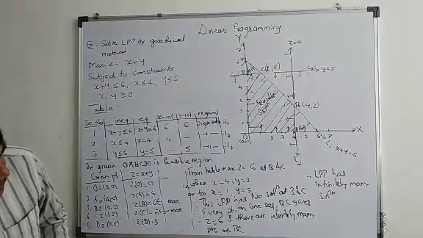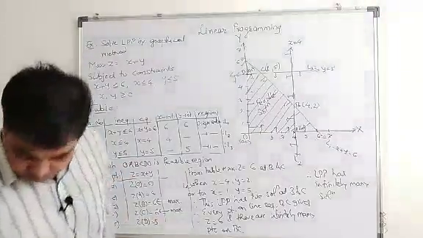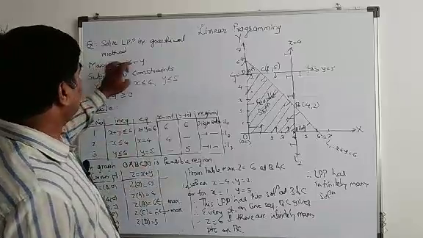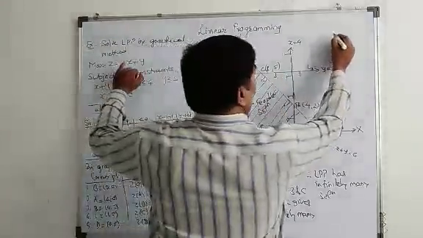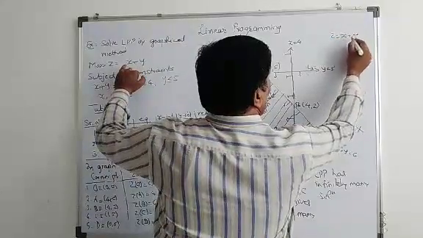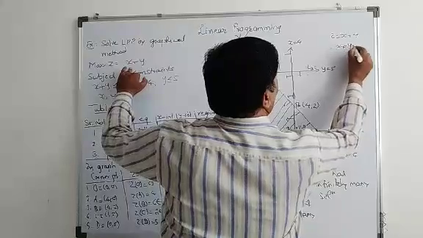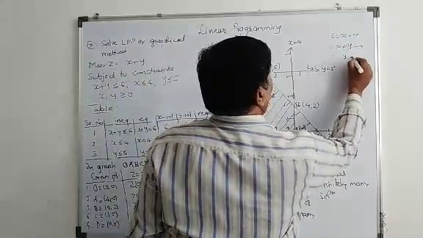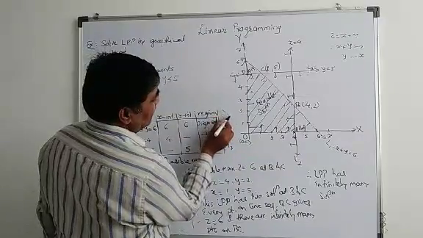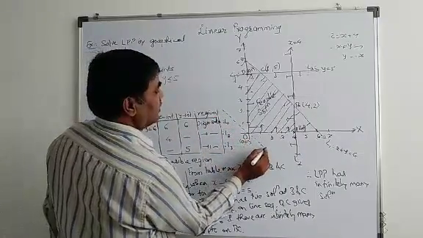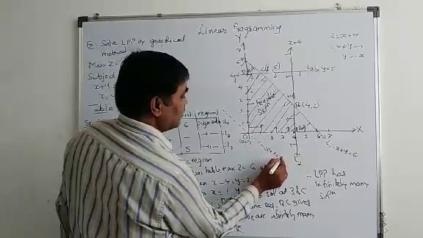Now I will explain graphically how to find the z value. What is my z here? Z is equal to x plus y. So for this, I will take x plus y equal to 0 line, which means y is equal to minus x. So this is my y equals minus x line, that is, x plus y is equal to 0.